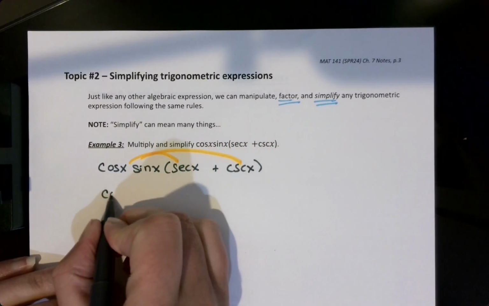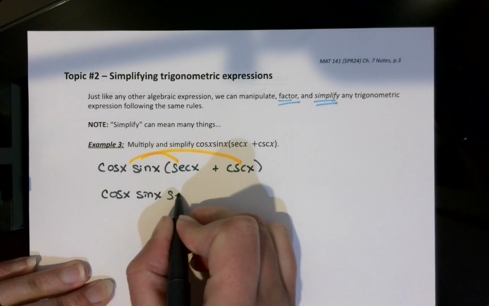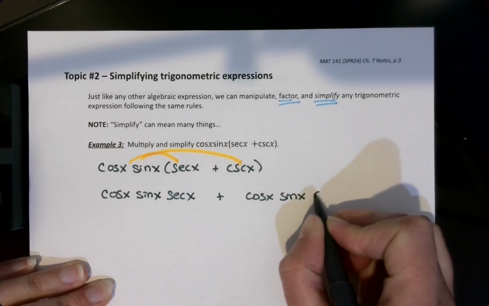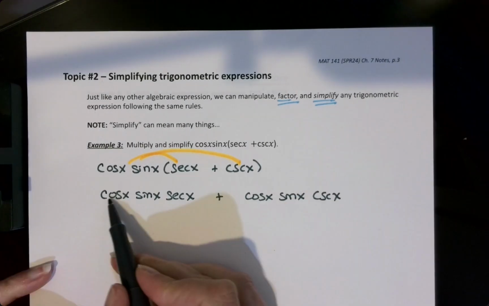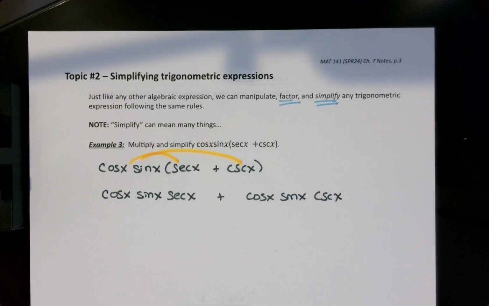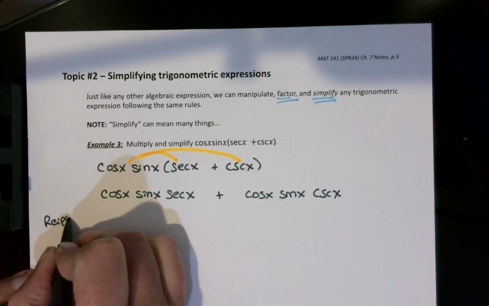We can use some of the reciprocal identities to rewrite this again. So cosine x times sine x times secant x we know is 1 over cosine x. And then cosine x times sine x times cosecant x is 1 over sine x.